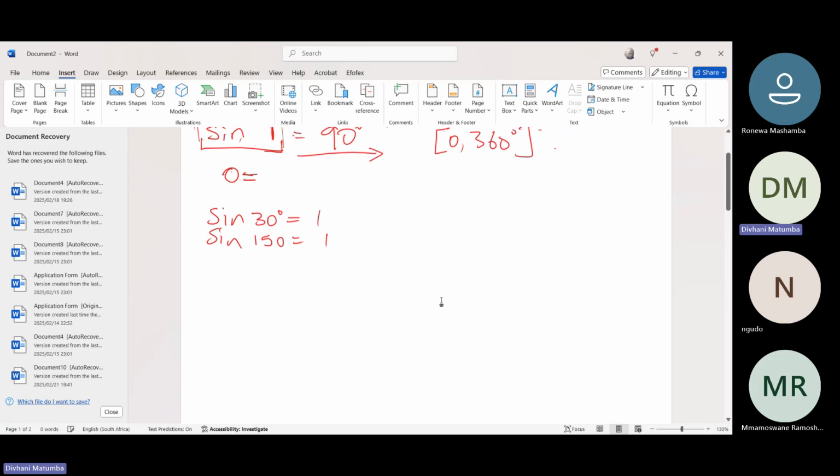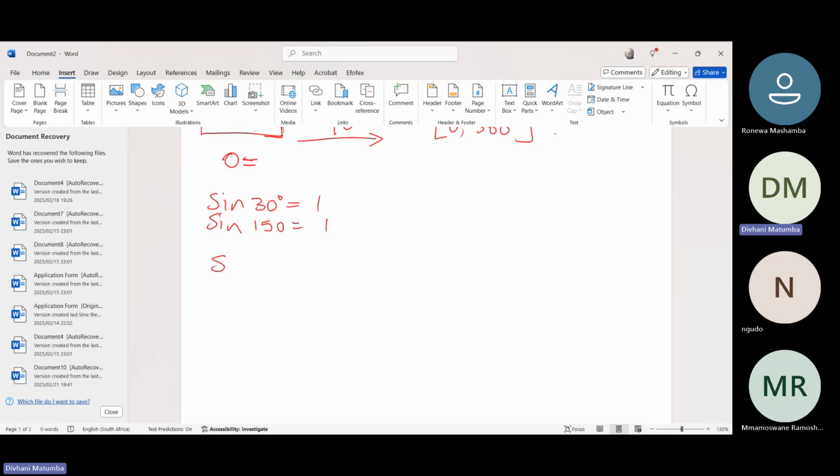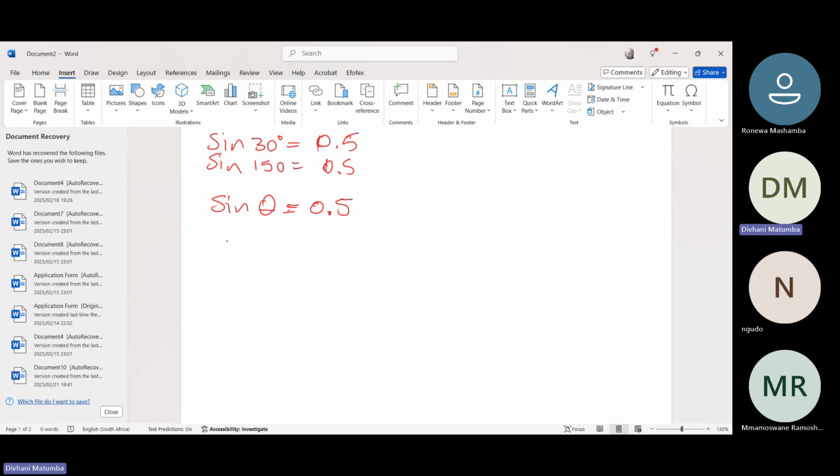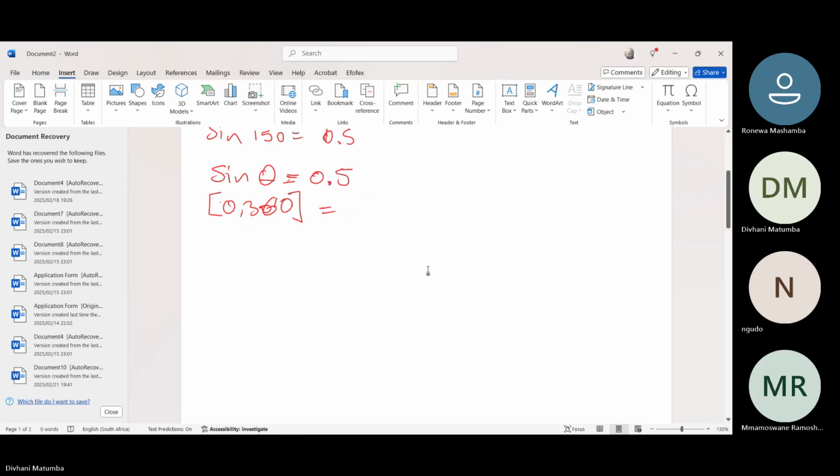So if you have been given an equation, sine of theta equals 0.5, what angles are we looking at which are within 0 and 360? Let's start with the angle which is between 0 and 90 degrees.